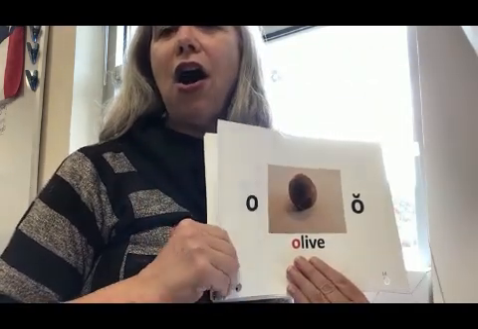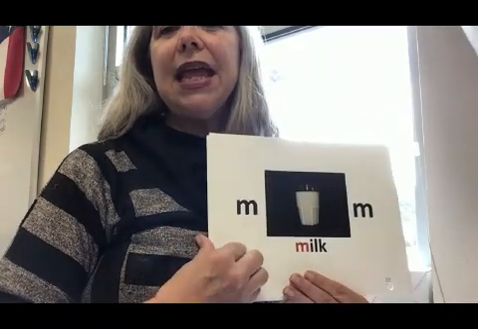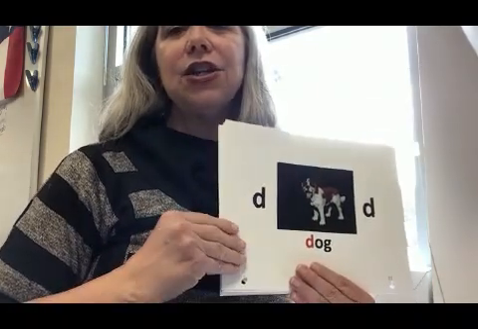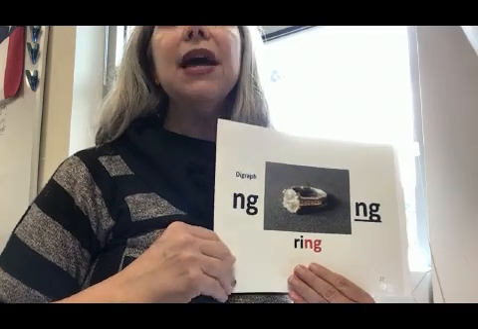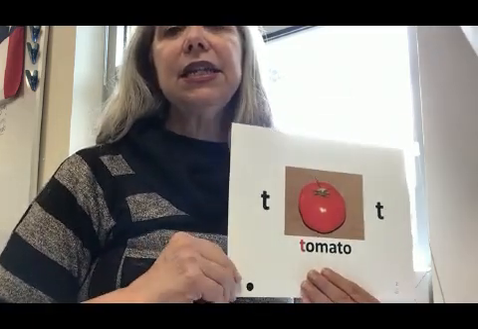O, olive, O. M, milk, M. G, game, G. D, dog, D. F, fire, F. P, pig, P. K, kid, K. I, itch, I. Digraph NG, ring, ng. T, tomato, T.